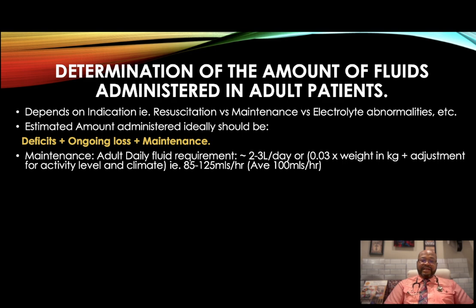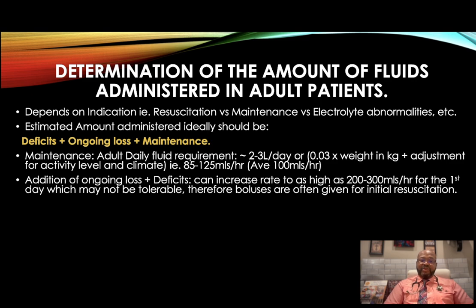The maintenance, adult daily fluid maintenance, is somewhere between 2 and 3 liters per day, or 0.03 times the weight in kilograms, while adjusting for activity level or the climate. Obviously, in hot weather, people's insensible water loss is higher. So on average, it's about 85 to 125 mils per hour, which is about 100 mils per hour.